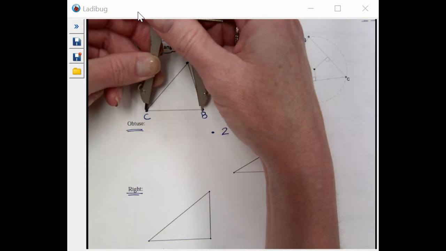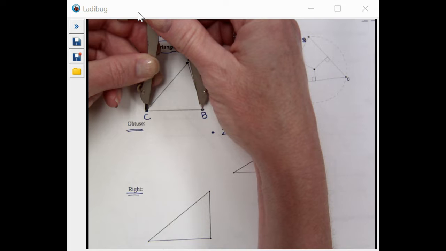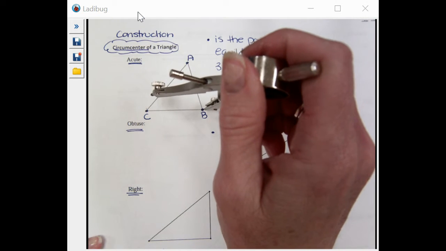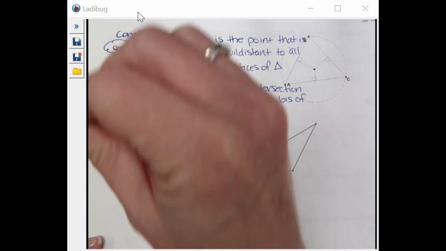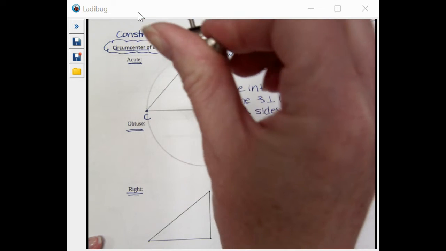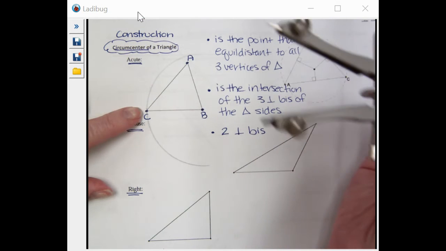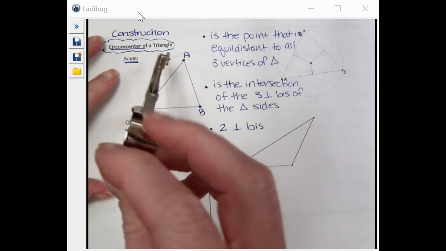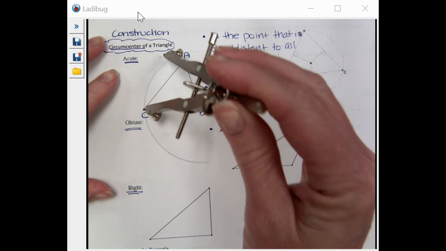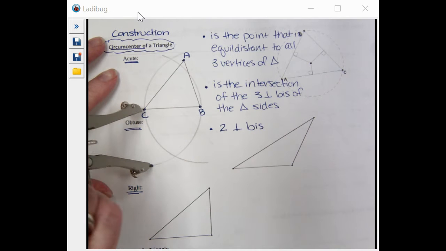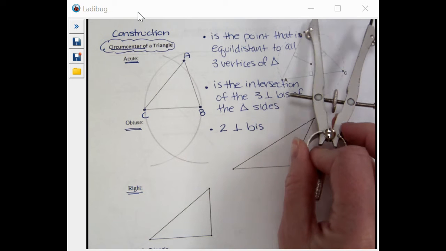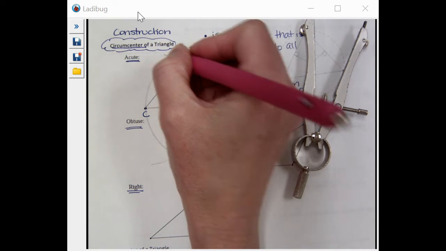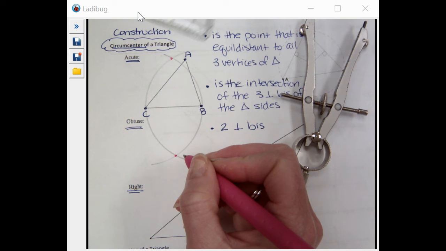After I do that, I'm going to do a big arc at B. You could do the whole circle if you want, but I definitely need this big arc at B. Then I also need a big arc at C, the other end of the segment. So I'm going to flip my pointer around and do a big arc at C. My two arcs have intersected in two places, one at the top and one at the bottom.